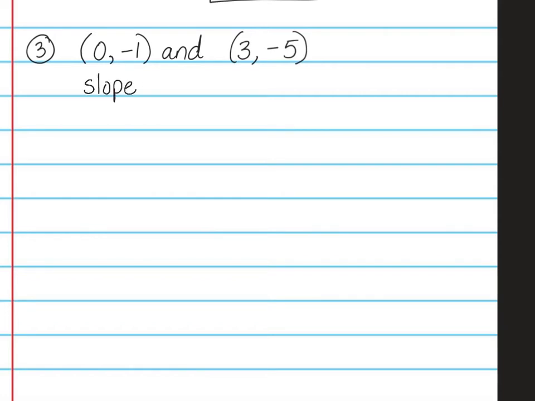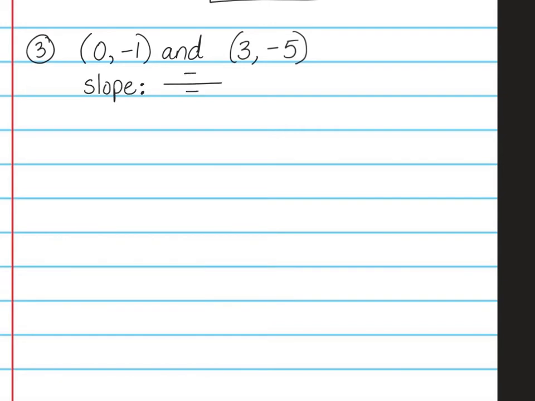Sometimes you're not going to have the graph and you'll only have points. So for this example, I have 0, -1 and 3, -5, but I don't have a graph to use. So that means that in order to find my slope, I can't count on the graph this time. I have to use my slope formula.